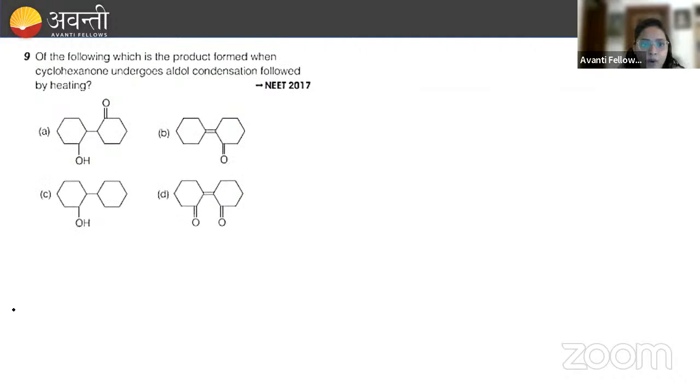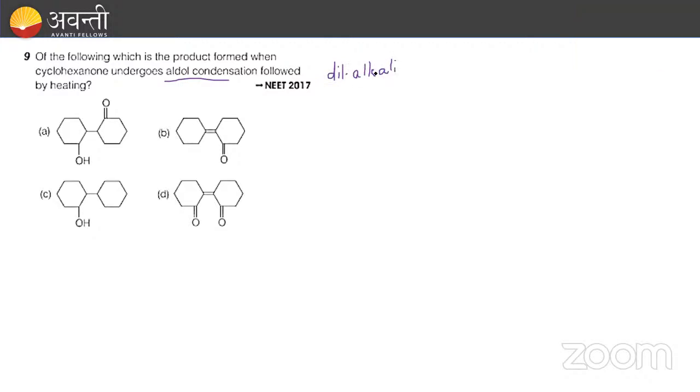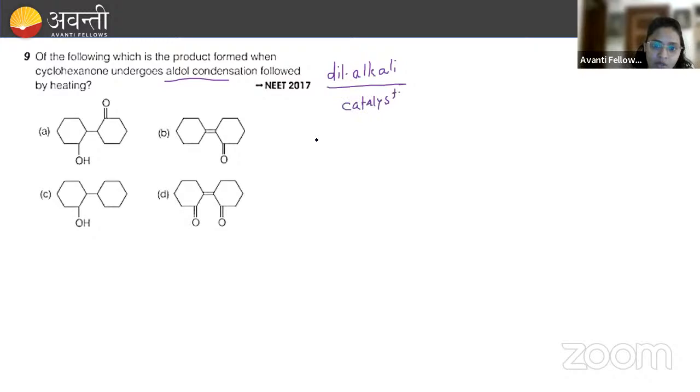Of the following, which is the product formed when cyclohexanone undergoes aldol condensation? See, aldol condensation, I have told you. What is aldol condensation? When aldehydes and ketones containing alpha hydrogen atoms undergo aldol condensation in presence of dilute alkali as catalyst. Here, what is the catalyst? Dilute alkali is our catalyst. And it gives what? Alpha, beta unsaturated carbonyl compounds. See, we have talked about this just 10 minutes before.